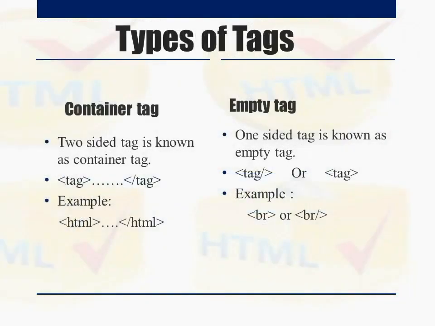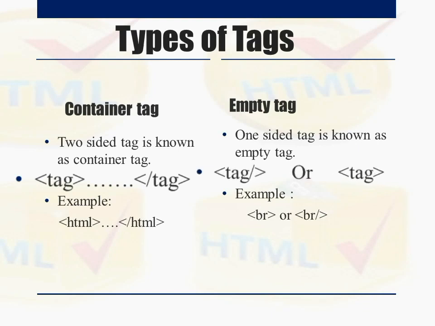Tags can be classified into two types, container tag and empty tag. Tags that require both the opening tag and closing tag are known as container tags, for example HTML, and a tag that doesn't require a closing tag is called an empty tag, for example the line breaking tag.